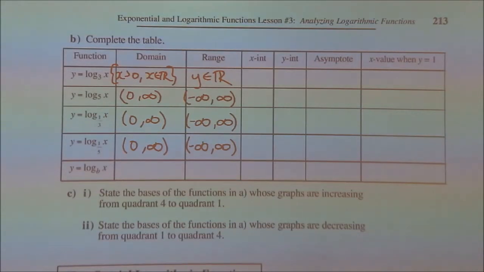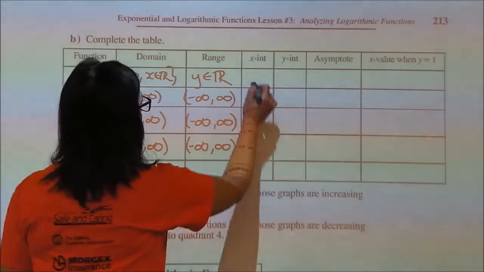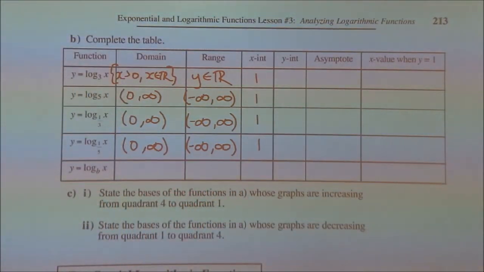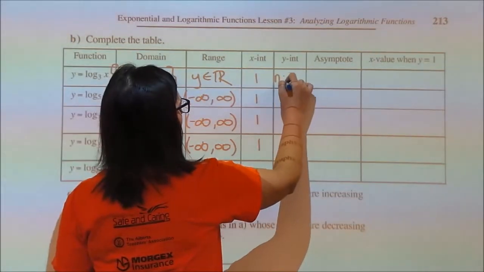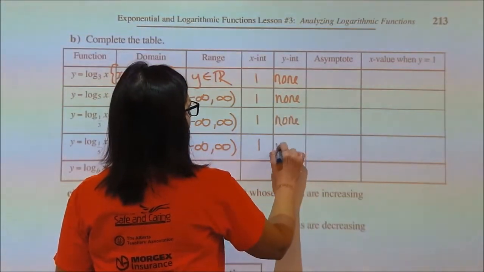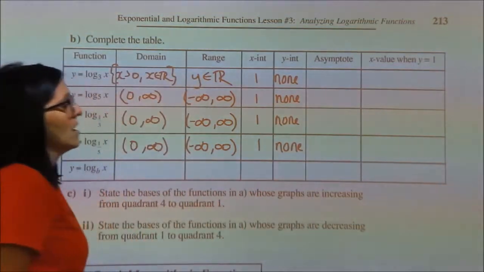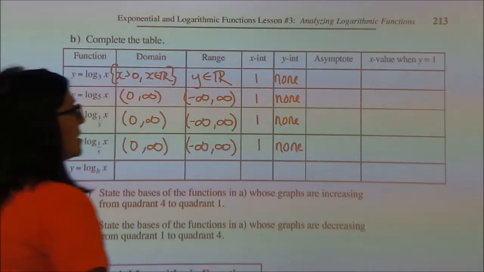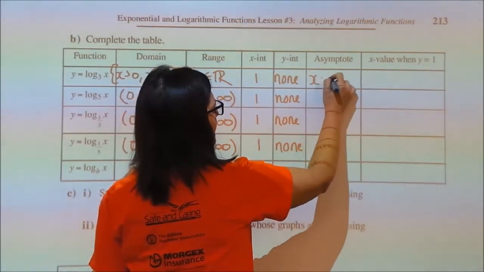Now my x-intercepts can be the same for all of these. It goes through 1. The y-intercept, there is no y-intercept. This never crosses the y-axis. And then we have the asymptote. That was that imaginary line, which in our case is the y-axis. As an equation, the y-axis is x equals 0.